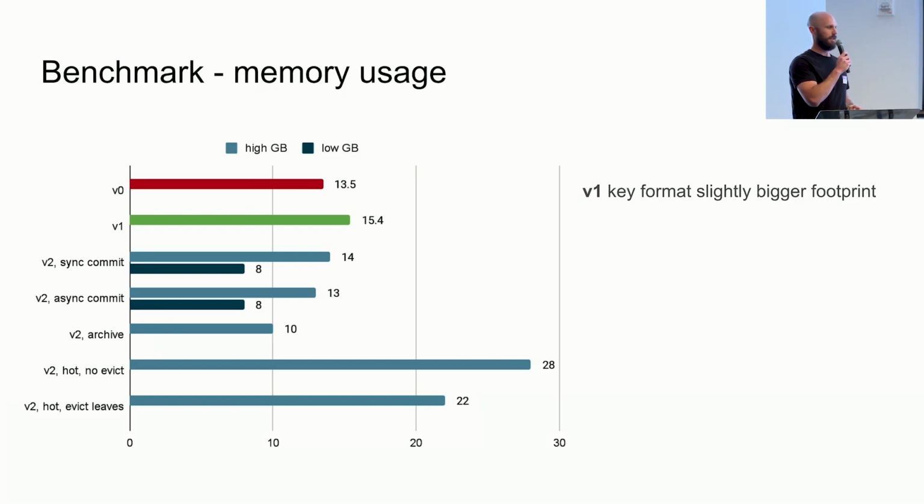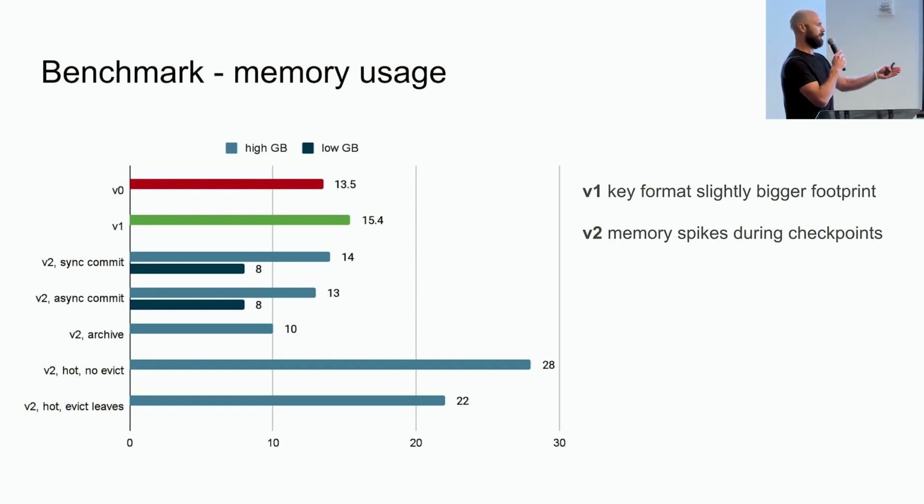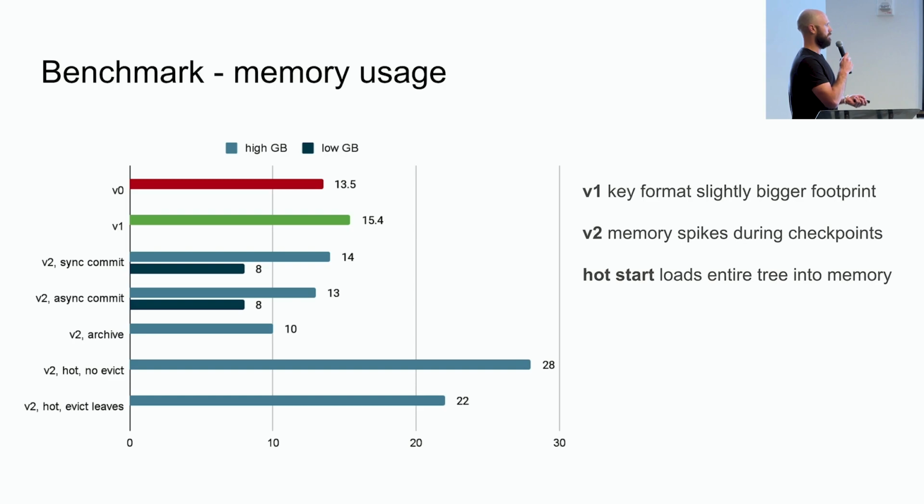Yeah, I will totally get there. There's a data point that's going to pop up in just a second. So V1 key format is slightly bigger than the V0 key format, in one of the next slides. That explains the increased memory usage. High and low has to do with checkpointing. During checkpoints, basically a write buffer is filling up and then empties out. So during a checkpoint, memory is going to go up, and then it'll come back down to the 8 gig operating level with this benchmark. What else to say here? Hot start loads the entire tree in memory. I said that.